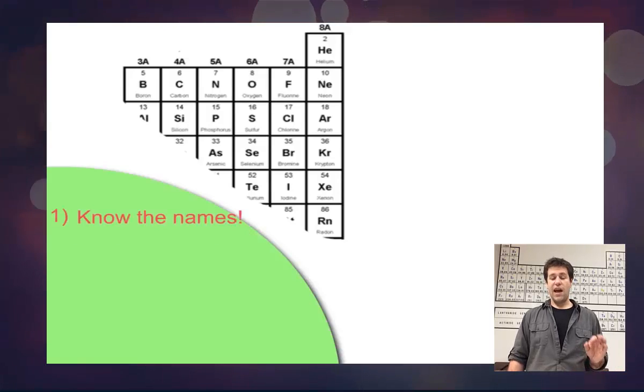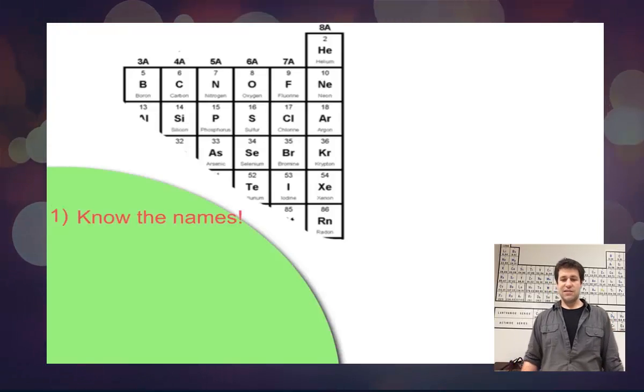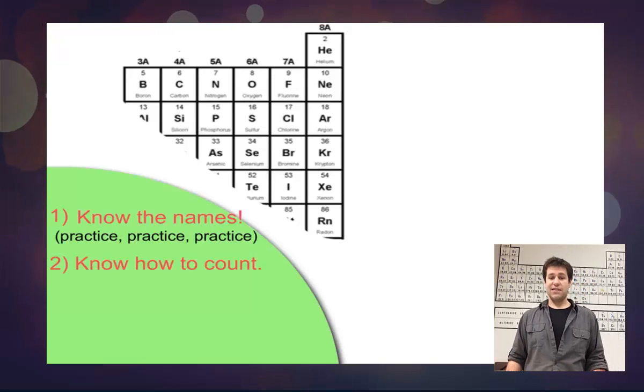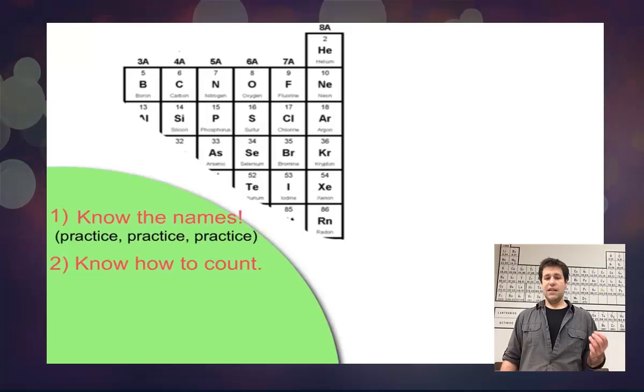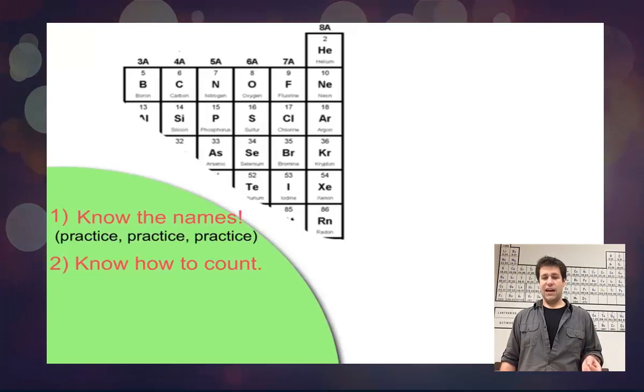So the first thing you have to be able to do is you have to know your names. We can't just make you know the names. You have to practice them. That's the only way you're going to get them down, so good luck with that. But practice. The next thing, you have to know how to count.